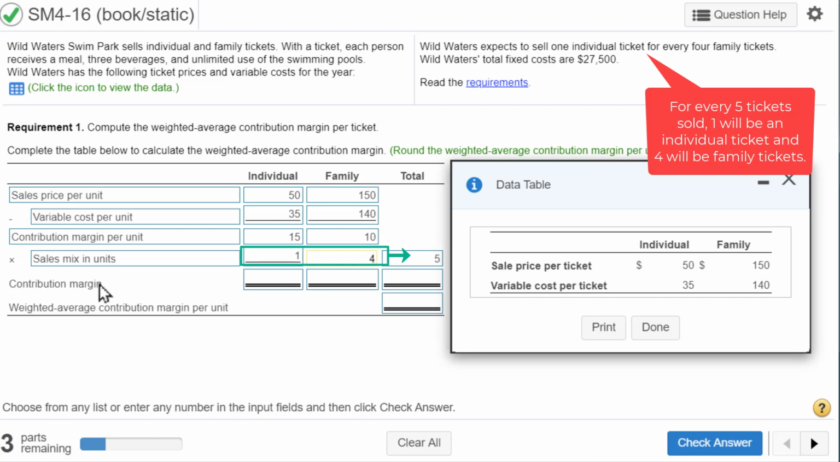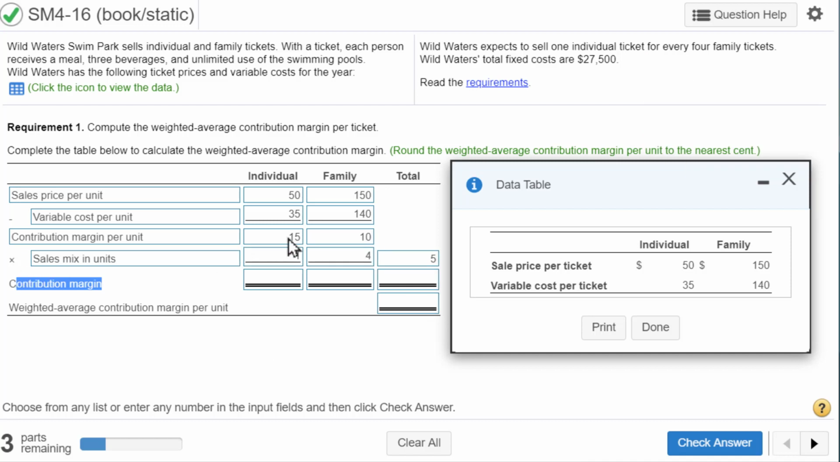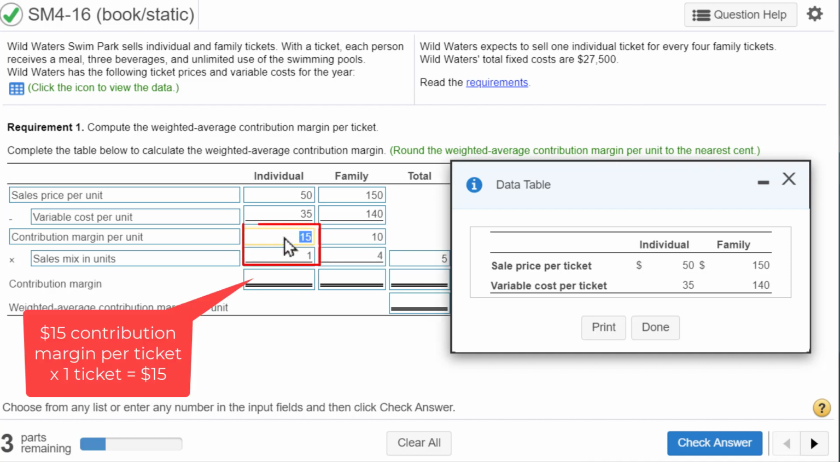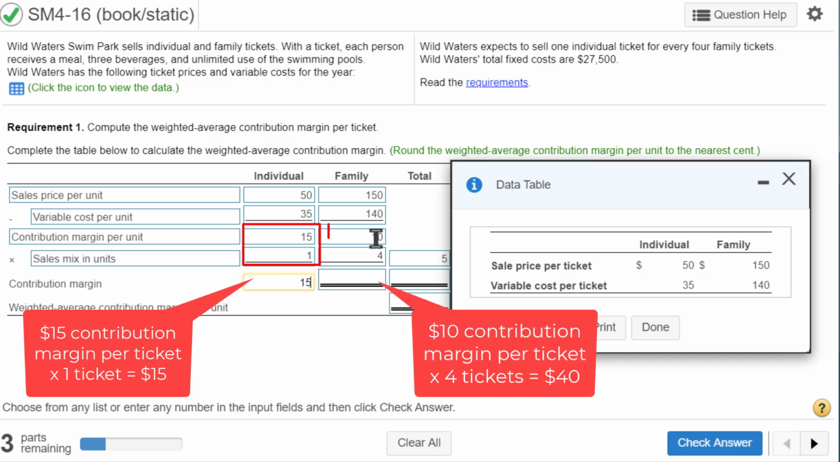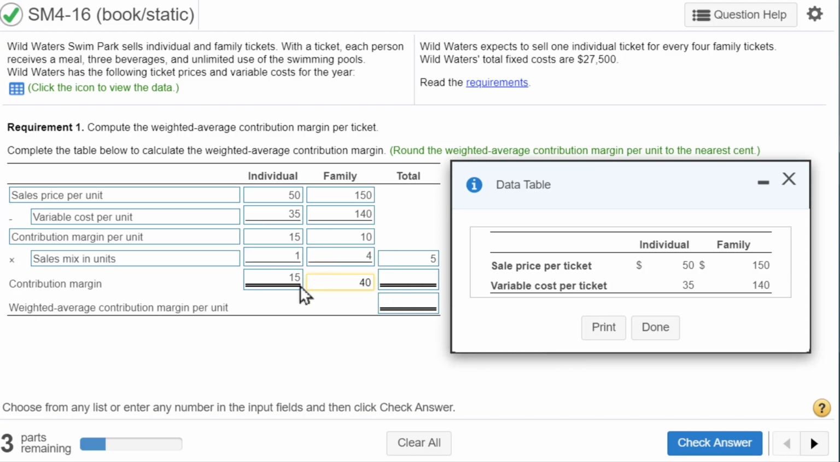So the contribution margin, we take the contribution margin per unit, multiplied by the sales mix in units. So 15 times 1 is 15. And for the family contribution margin, we're going to take 10 times those 4 tickets. So we're going to get $40 of contribution margin, for a total of 15 plus 40, 55.